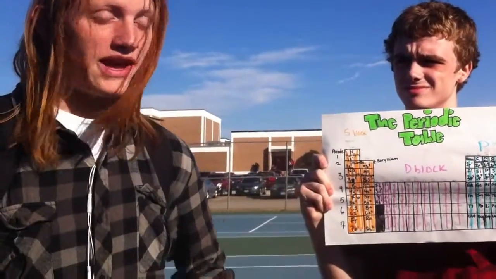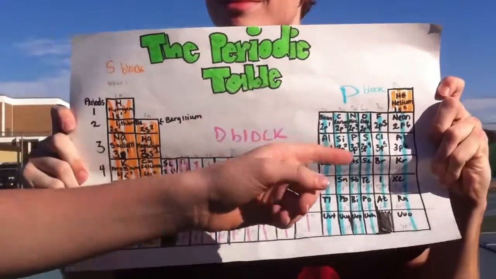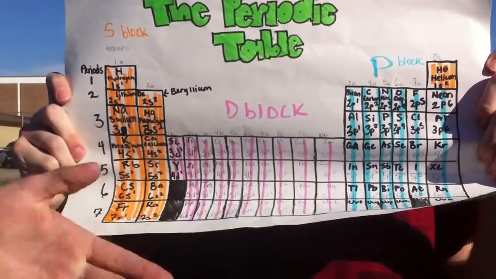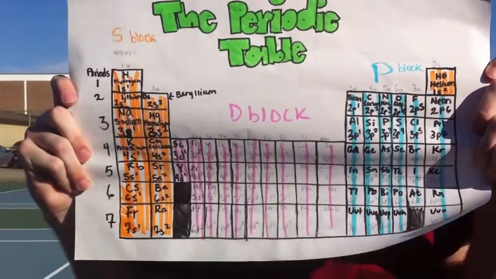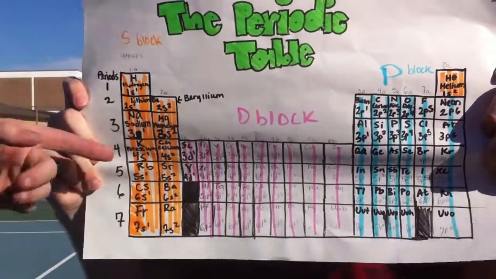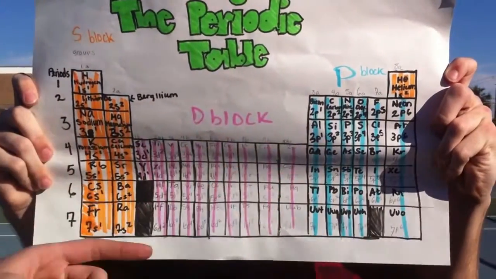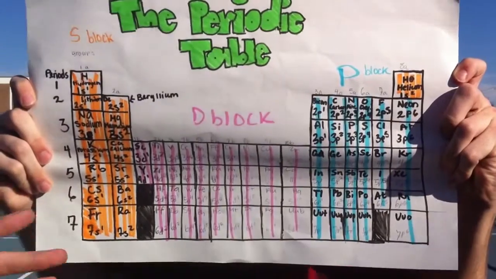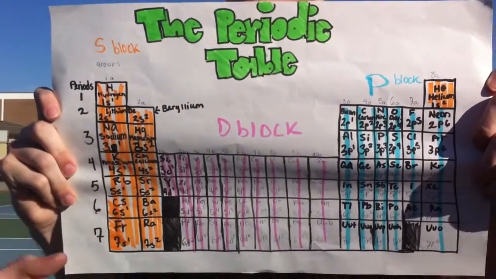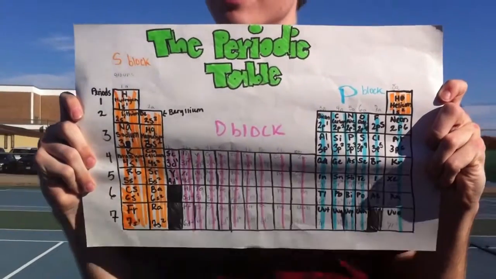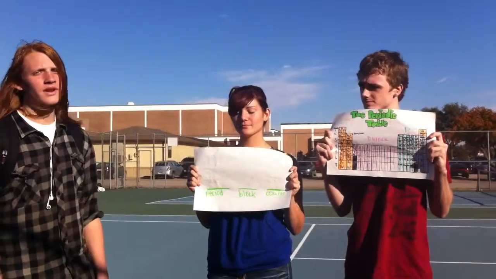So the periodic table has 4 blocks. The S block, the P block, and the D block. Well, the F block also, but we don't have that up here right now. Now, the S block has 1 orbital and 2 electrons. The P block has 3 orbitals and 6 electrons, while the D block has 5 orbitals and 10 electrons. The F block has 7 orbitals and 14 electrons.